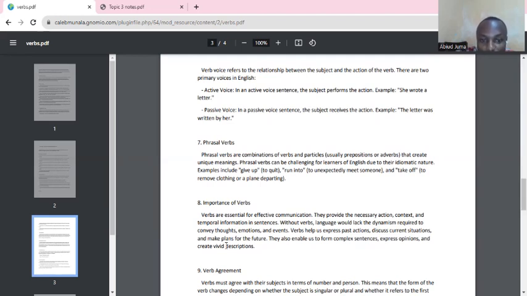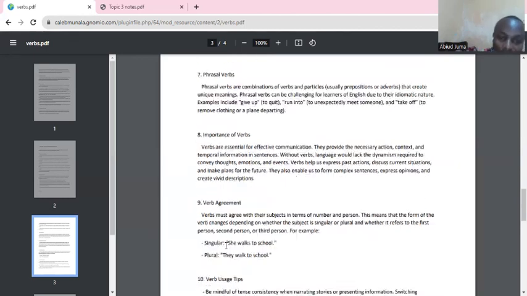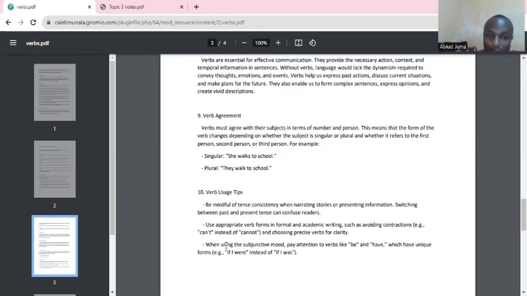We also have the importance of verbs. Verbs are essential for effective communication, providing the necessary action, context, and temporal information in a sentence. Without verbs, language would lack the dynamism required to convey thoughts, emotions, and events. Verbs help us express past actions, discuss current situations, and make plans for the future. They also enable us to form complex sentences, express opinions, and create vivid descriptions.